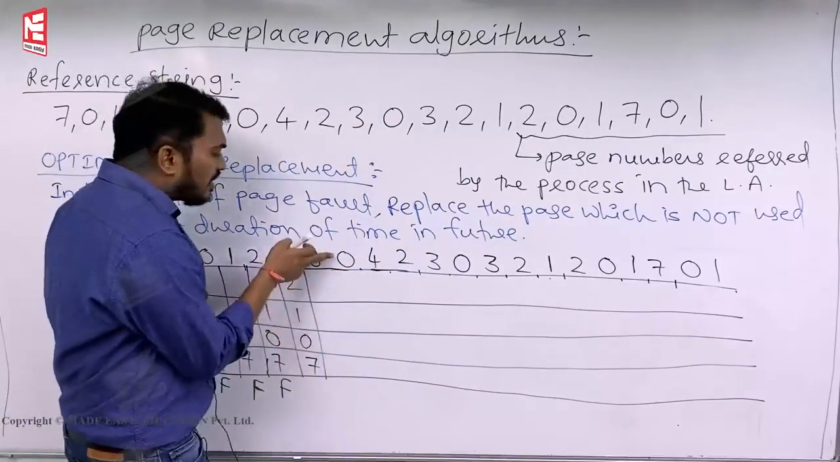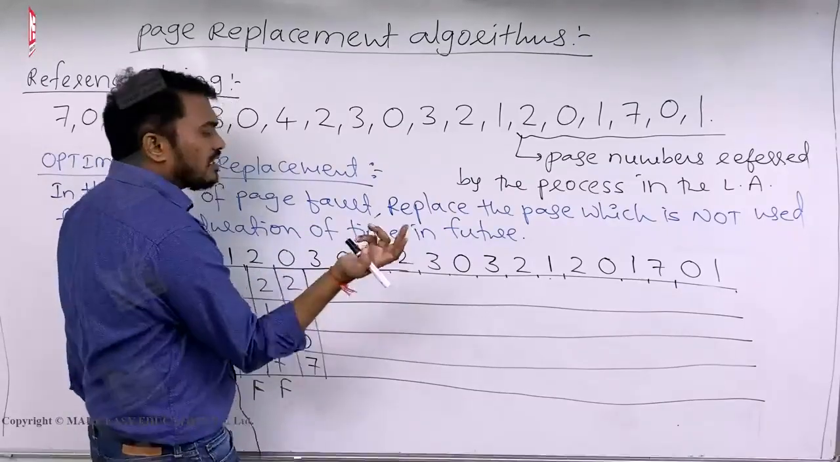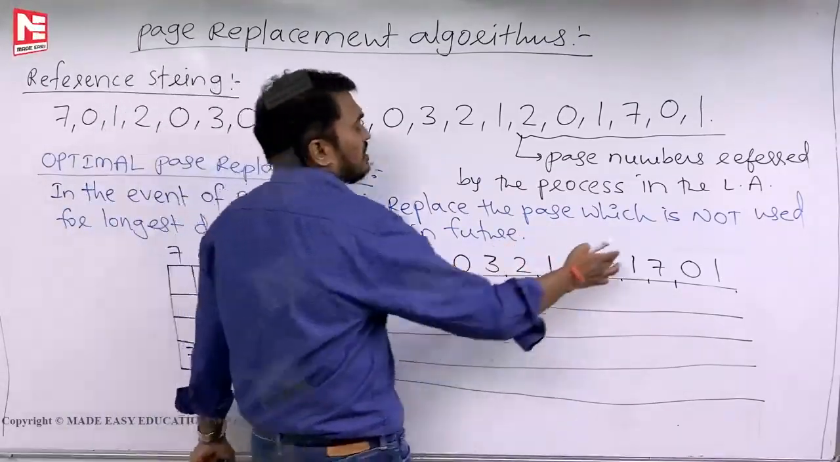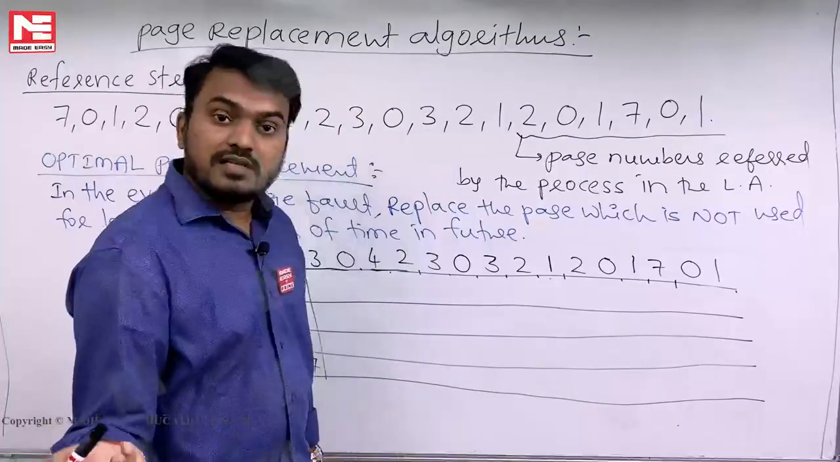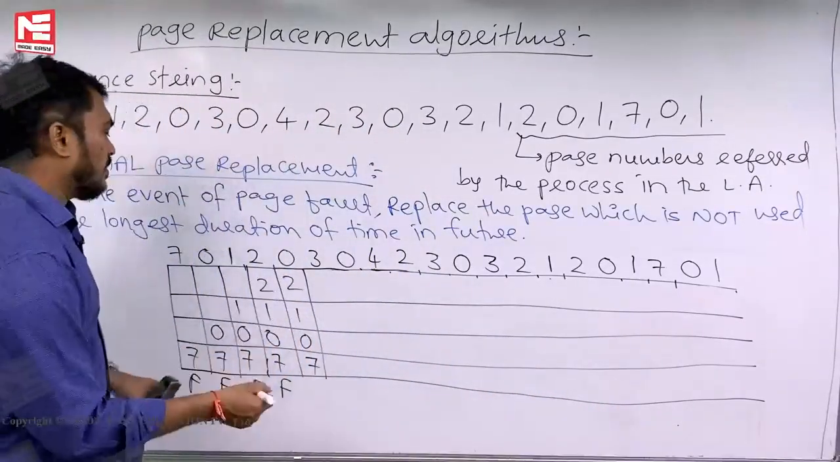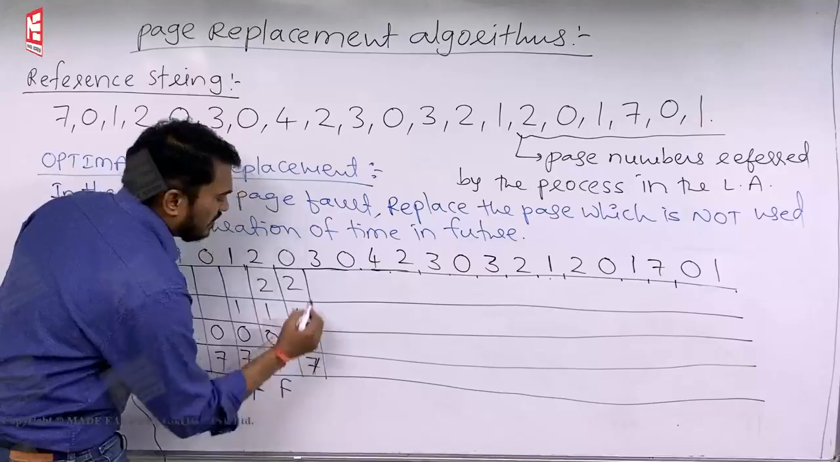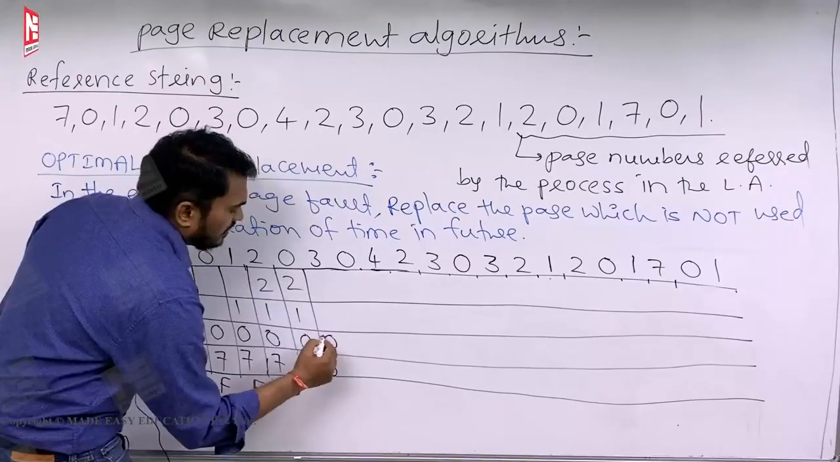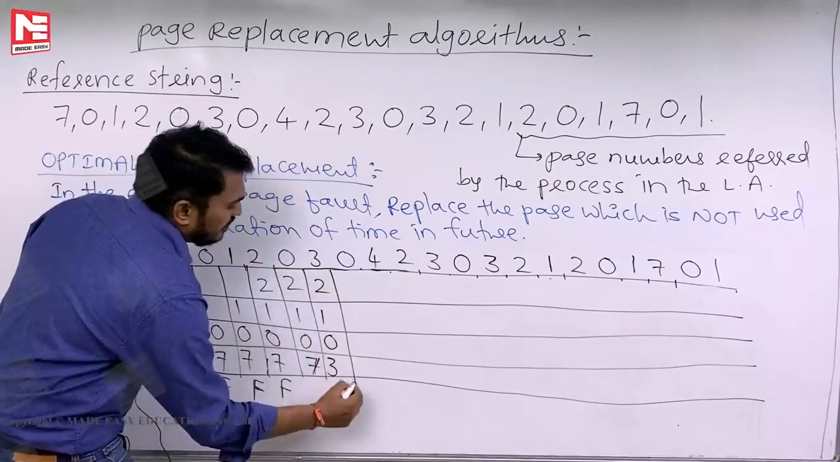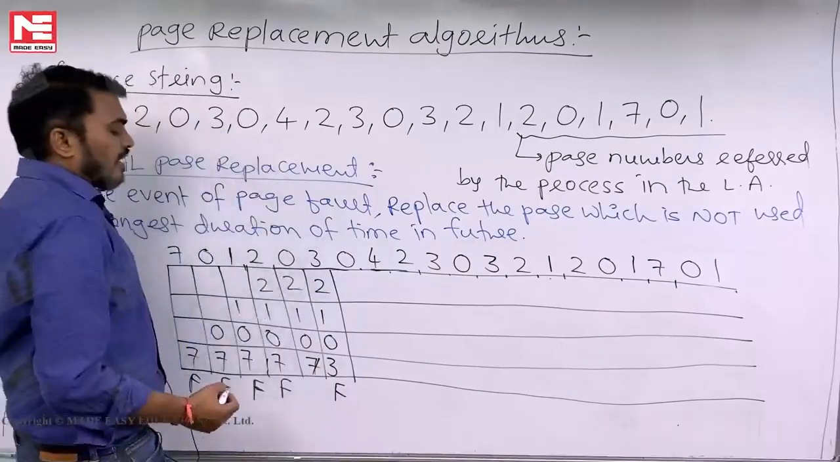ओके, इसको देखो, 0 को यहीं पे यूज किया और 2 को यहीं पे यूज किया और 1 को यहीं पे यूज किया, मगर 7 को बहुत देर तक फ्यूचर में यूज नहीं किया. Is that clear? So replace 7 with the 3. Understand carefully. Replace 7 with the 3 and copy the remaining as it is, and remember that is a page fault.